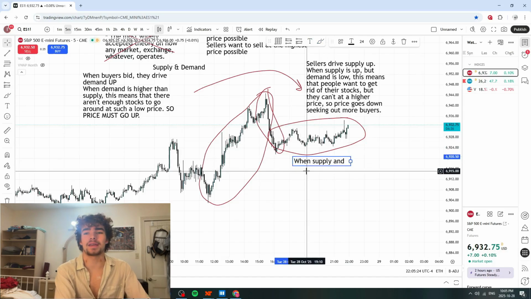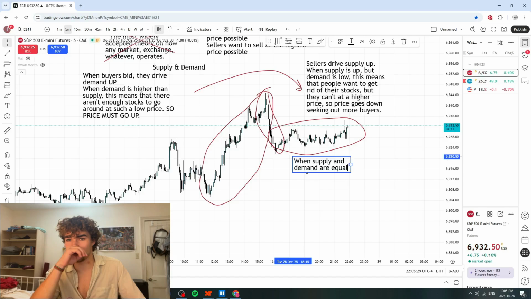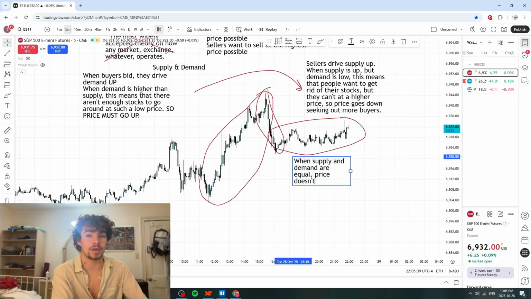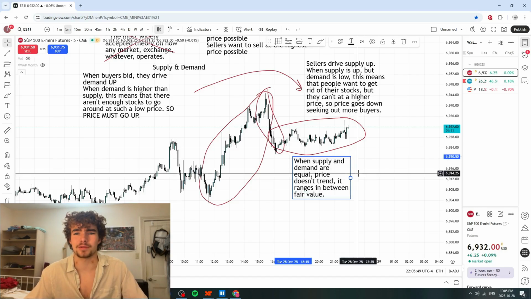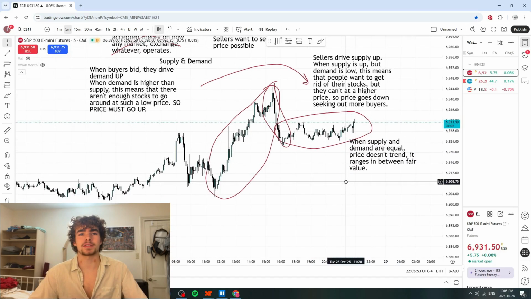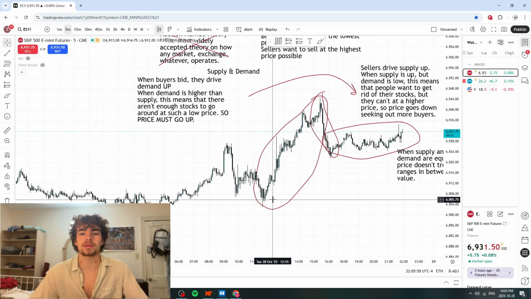And then in this range right here, when supply and demand are equal, this is what you get, all right? Supply and demand are equal. Price doesn't trend. It ranges in between fair value. Ooh, that's a nice word, fair value. I gotta do a video on fair value sometime. But these are the basics, all right? Buyers want to buy. A lot of demand goes up.